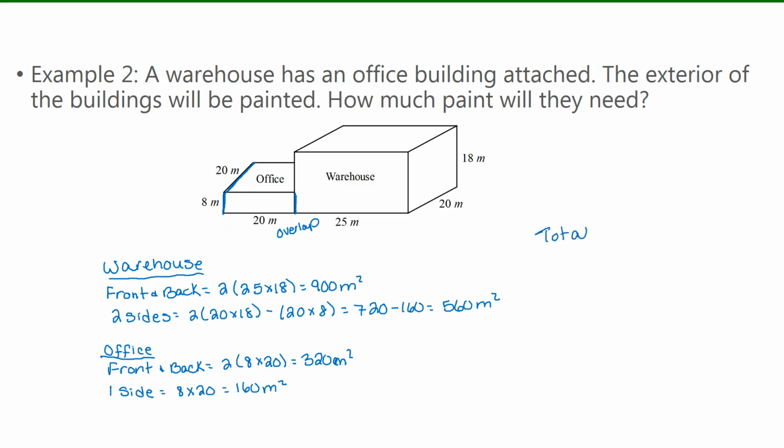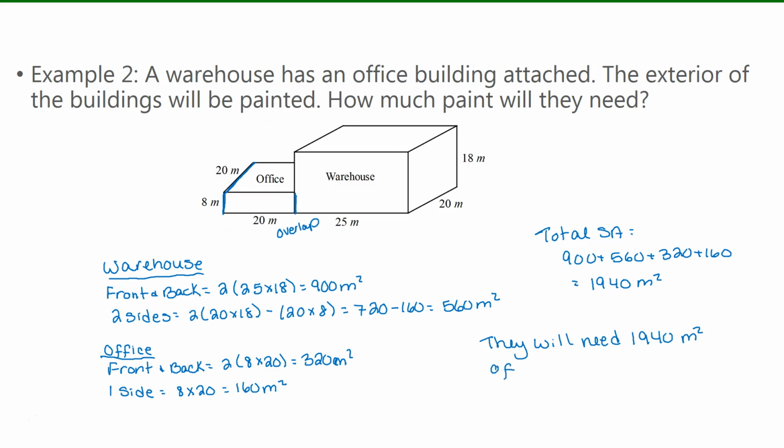So now the total surface area is going to be 900 plus 560, 320, and 160, which is 1,940 meters squared. So you can say that they will need 1,940 square meters of paint.